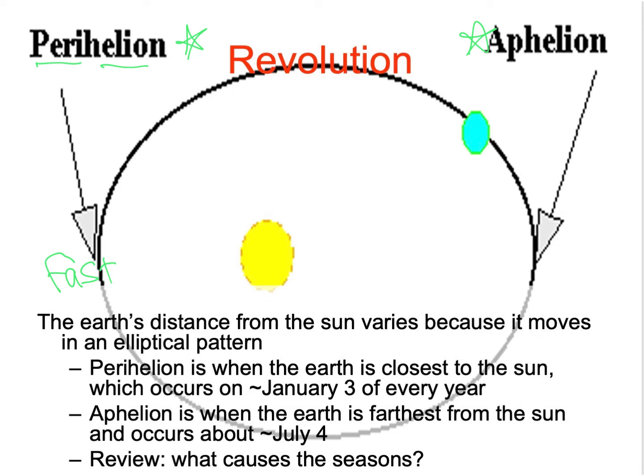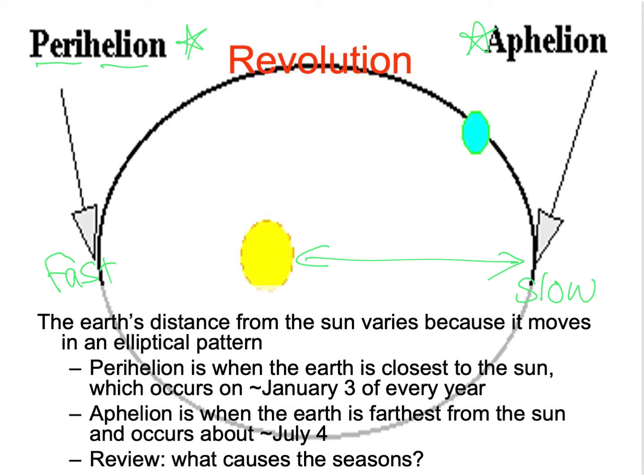Aphelion is the opposite, when the Earth is farthest away from the sun and is actually traveling more slowly. This happens on about July 4th. This may sound backwards to you, but we're actually farthest away from the sun in the middle of summer on July 4th, and we are closest to the sun in the winter on January 3rd.